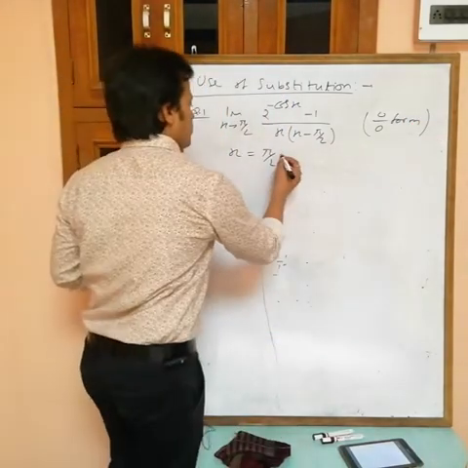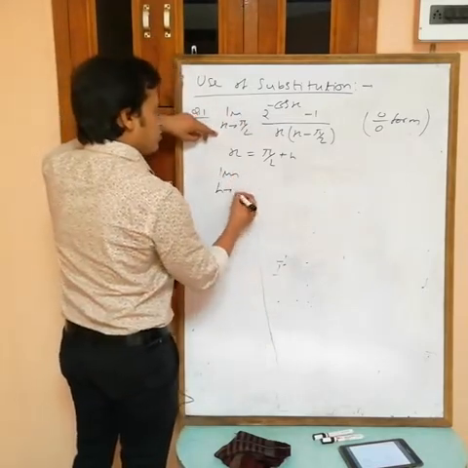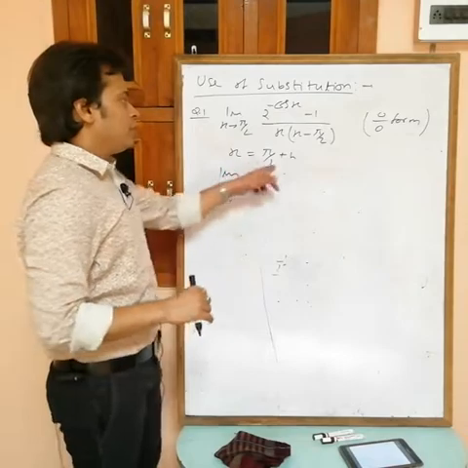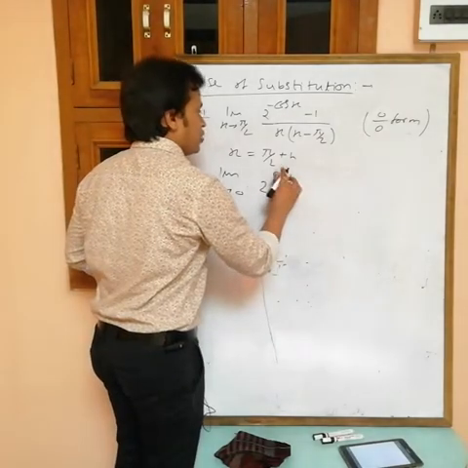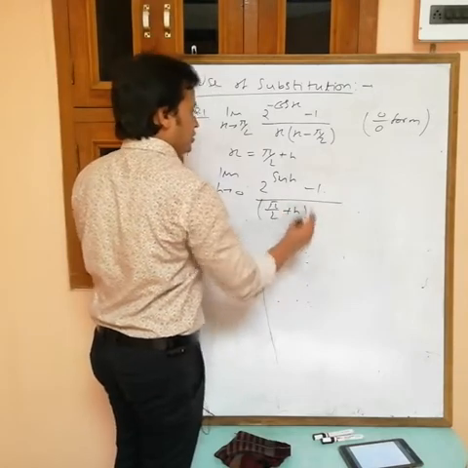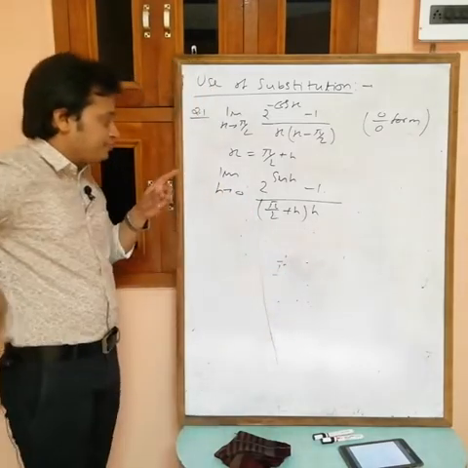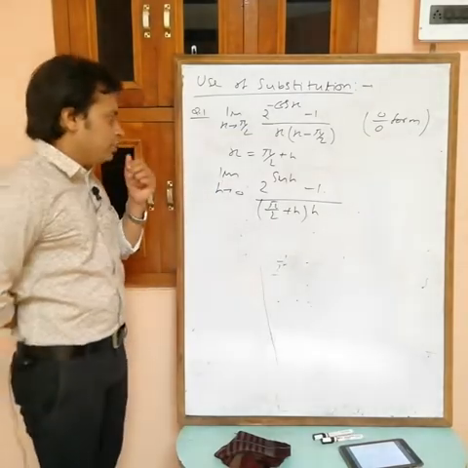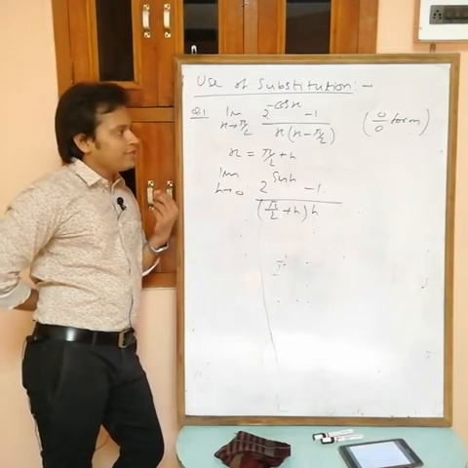So I am replacing x equals to pi by 2 plus h. If you put x equals to pi by 2 plus h, pi by 2 cancels out, what are we getting? Limit h tending to 0, 2 power, now see, if you replace x with pi by 2 plus h, then cos of pi by 2 plus h is minus sin h, then minus minus becomes plus sin h, minus 1. Here, if you replace x with pi by 2 plus h, pi by 2 cancels out, what are we getting? h. Now see, h tending to 0, (2 power sin h minus 1) by (pi by 2 plus h) into h. So you can use L'Hopital, 0 by 0 form. But I don't want to use L'Hopital at this time.